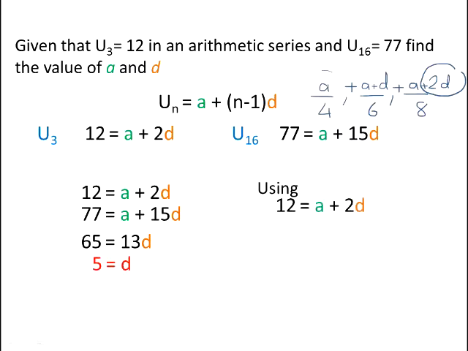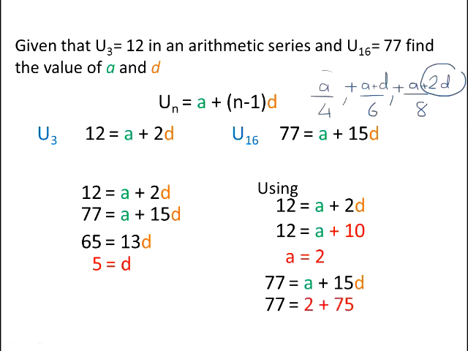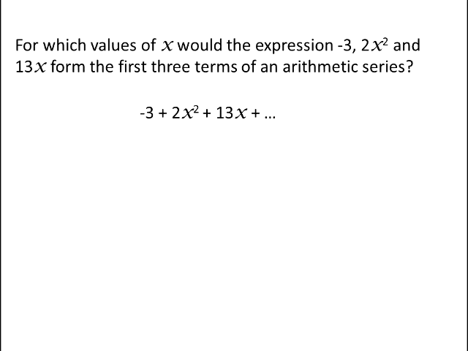Let's use this one. You're going to check it in the other one, so it doesn't matter which one you use. But if d is 5, 2d's are going to be worth 10, and therefore a must be 2. So let's check it in the next one. Is 77 going to be correct when we put d as 5 and a as 2 in? So 2 plus 75 is 77. We know we've done it right. So when it's like this, you're just manipulating the information, using that formula, told you it's going to come in handy, and solving it simultaneously.